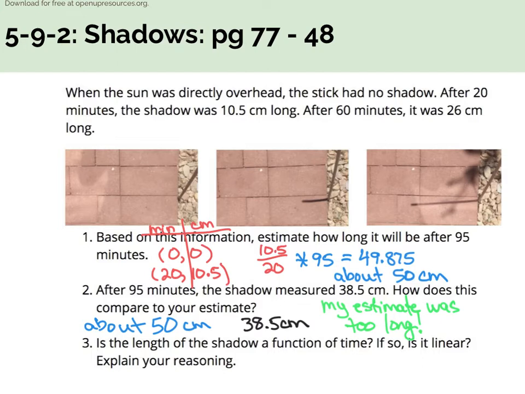Look at the pieces of information. Is it a function of time? So is the length of the shadow a function of time? And then is it linear? Go ahead and pause and answer that question, and then come back to me.